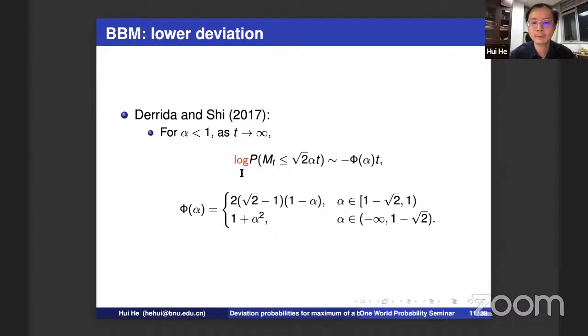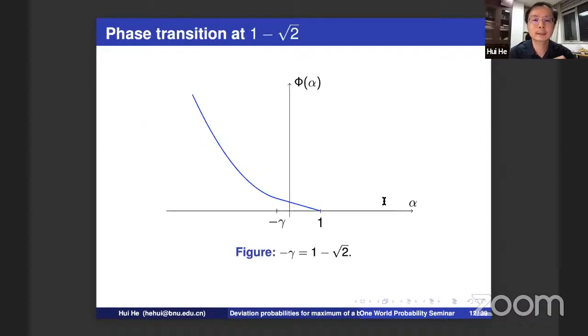That is, can we obtain a more precise asymptotics for the decay of this probability? So first we need to understand why this phase transition phenomenon happens at 1 minus square root 2, okay? So this is a picture for the phi alpha. So before minus gamma, here minus gamma is 1 minus square root 2.